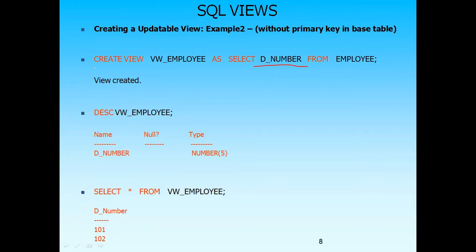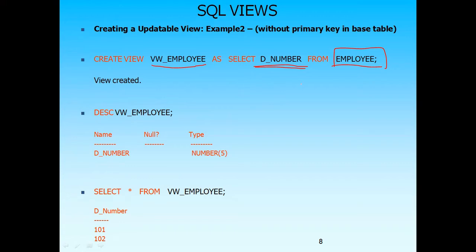In this second example, we have created a view without the primary key value. So create view employee, the name of the view is the same here, as select D number. Only D number I want to select in the view. In the employee table, there are two fields, employee number and department number. So I have skipped the employee number and only selected the D number from the base table. Now what happens while inserting or performing different operations, we will discuss with the example.